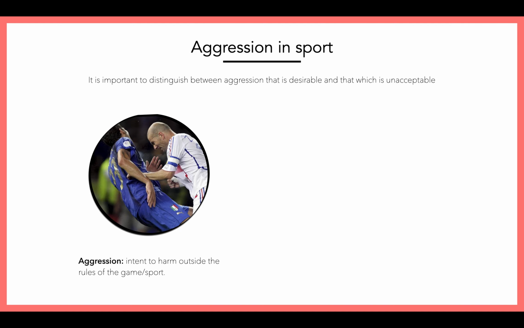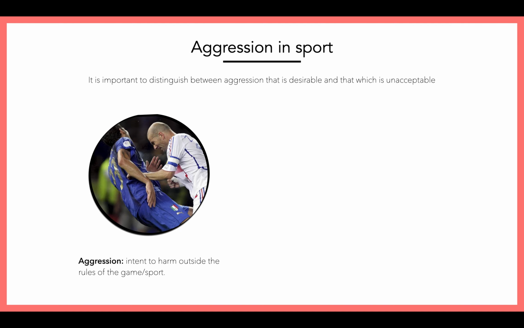Okay, so in that picture there, I've got Zinedine Zidane, and in a quite famous incident in football, he receives comments from the opponent and he headbutts him in the chest. Now, headbutting someone in the chest is not in the rules of football, and also he did it to hurt the player. That's why he did it. So there's an intent to cause harm, and it was definitely outside the rules of football. So that is what we would say is aggression.